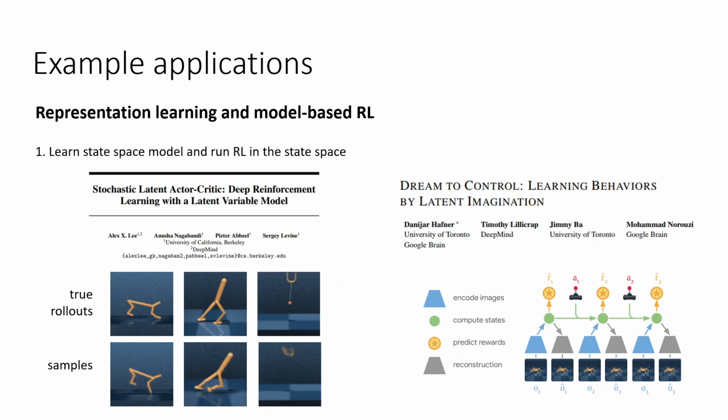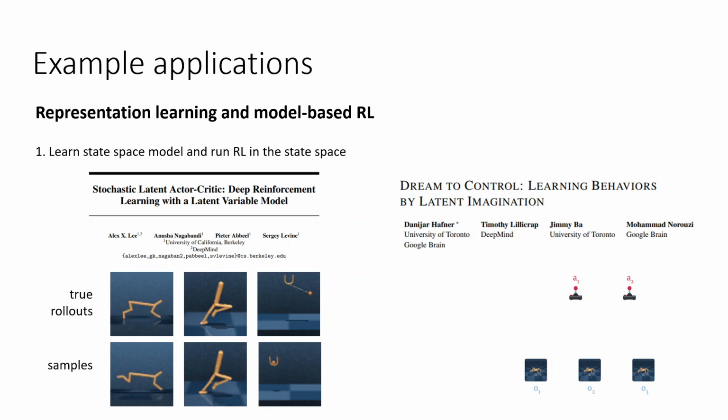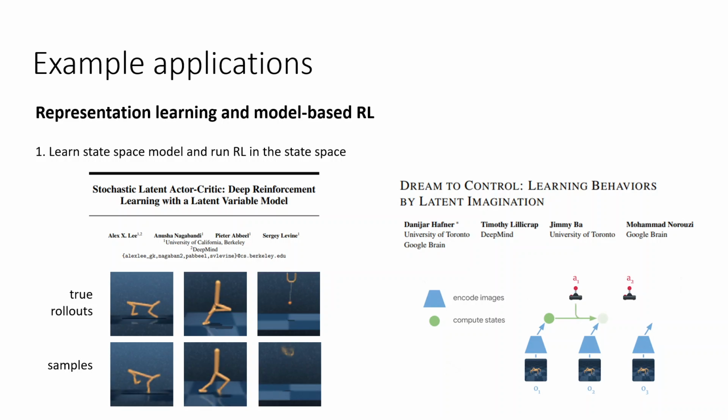Here's another paper that did something very similar using an actor critic algorithm and actually short horizon rollouts. It's actually a combination of both planning and RL with sequence VAEs to represent latent states.